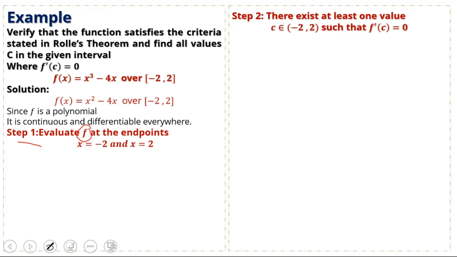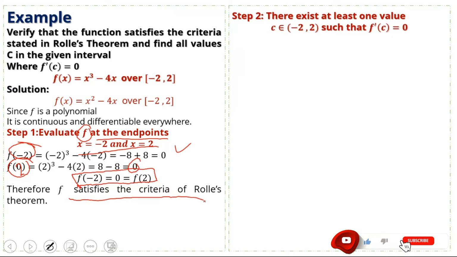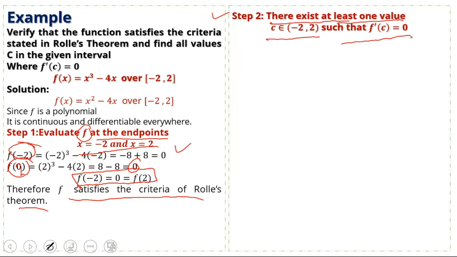As the first step, we evaluate the function at the endpoints of the interval, x equal to minus 2 and x equal to 2. The value of the function at x equal to minus 2 is 0, and at x equal to 2 it is also 0. So the value of the function at the endpoints of the interval is the same. Therefore f satisfies the criteria of Rolle's theorem. In the second step, there exists at least one value c belonging to the open interval minus 2 to 2 such that the derivative of the function at that point is equal to 0.